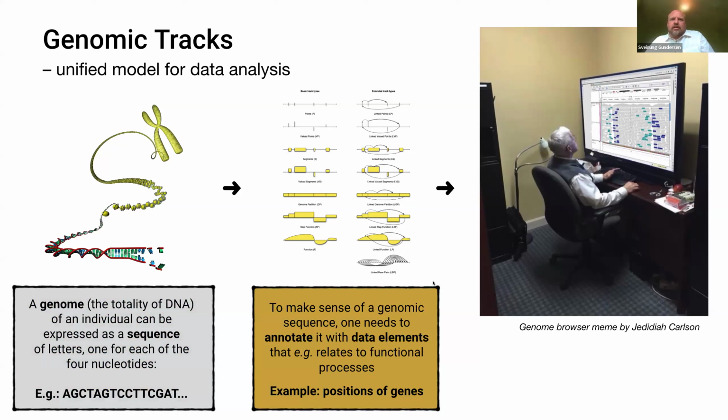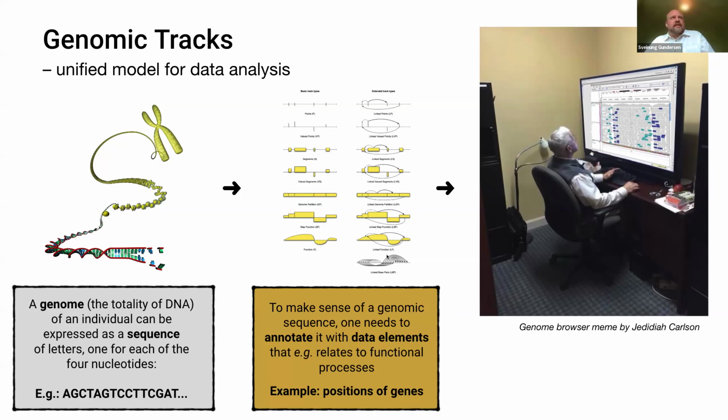So to make sense of a genomic sequence, you need to annotate it with some data elements that, for instance, relate to functional processes. So one basic, and I guess the initial example of that, is the position of genes. Where in this sequence is the information that's translated into proteins, basically. That's the genes. But that's not the only type of information. There's lots of other different types of information.